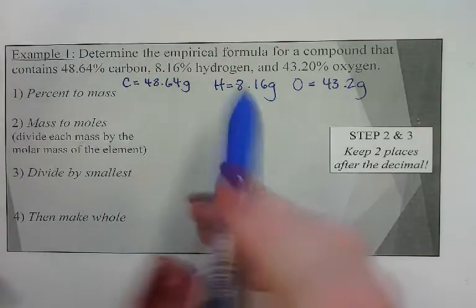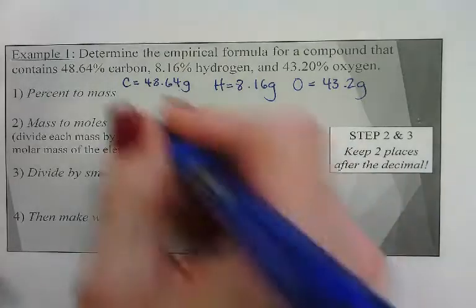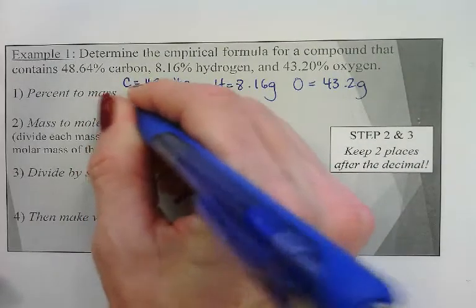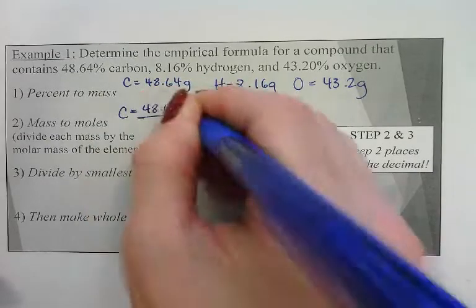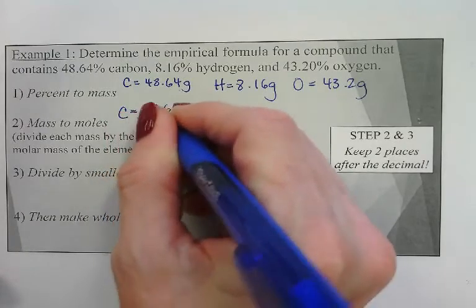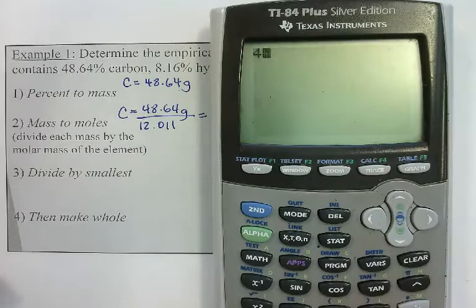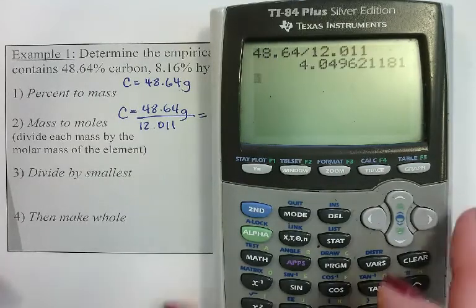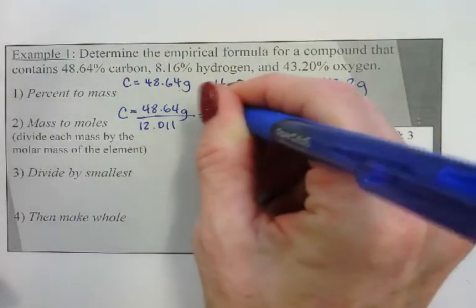mass. So I'm going to take each one of these and divide them by their individual molar mass. Carbon, 48.64 grams, divided by its molar mass, which you find on the periodic table, 12.011. 4.049.